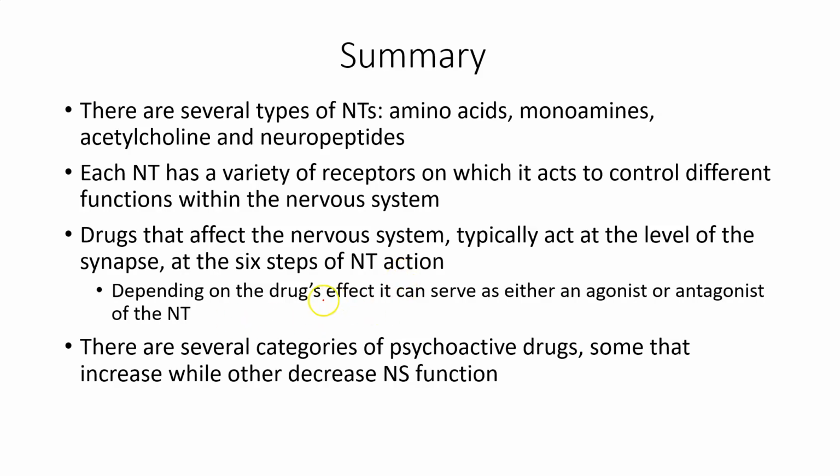Depending on the drug's effects, it can be an agonist if it promotes neurotransmitter action, or it can be an antagonist if it decreases neurotransmitter action. And there are several categories of psychoactive drugs, drugs that act in the nervous system and produce psychological or behavioral changes. Some increase it while others decrease it depending on the drug. So that's it.